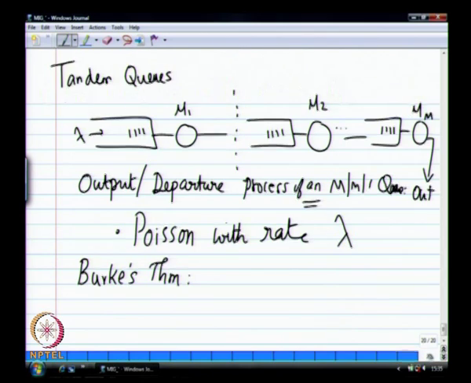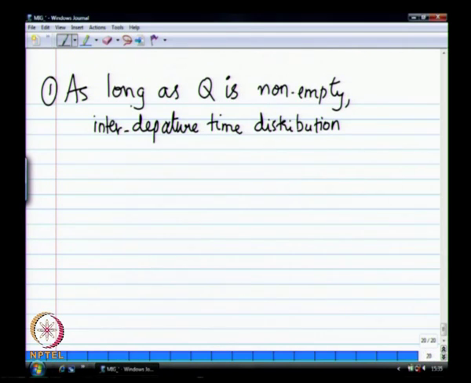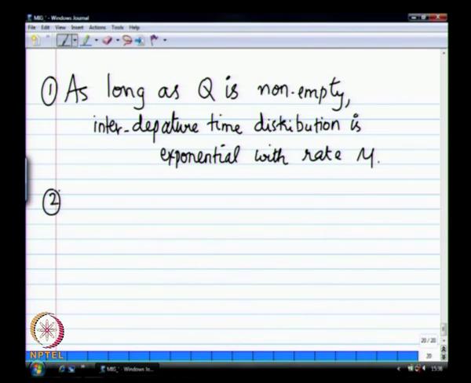Okay. So if the queue is not empty, the inter-departure time distribution is exponential with rate mu.